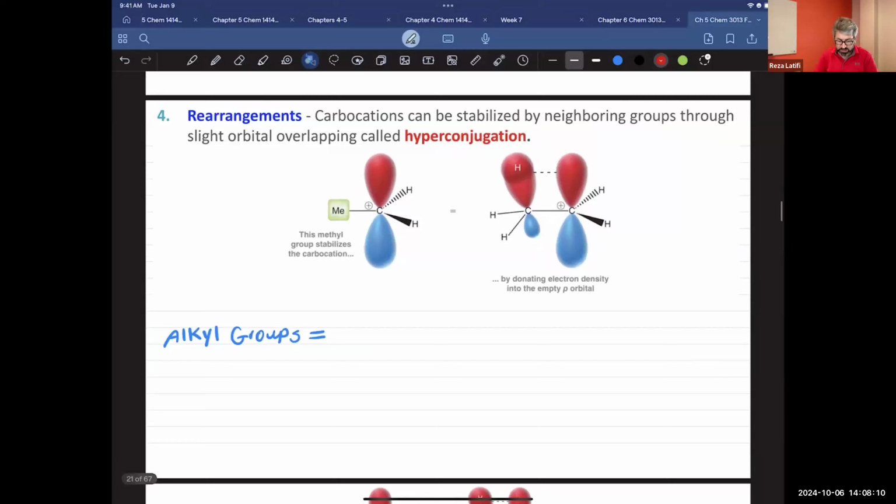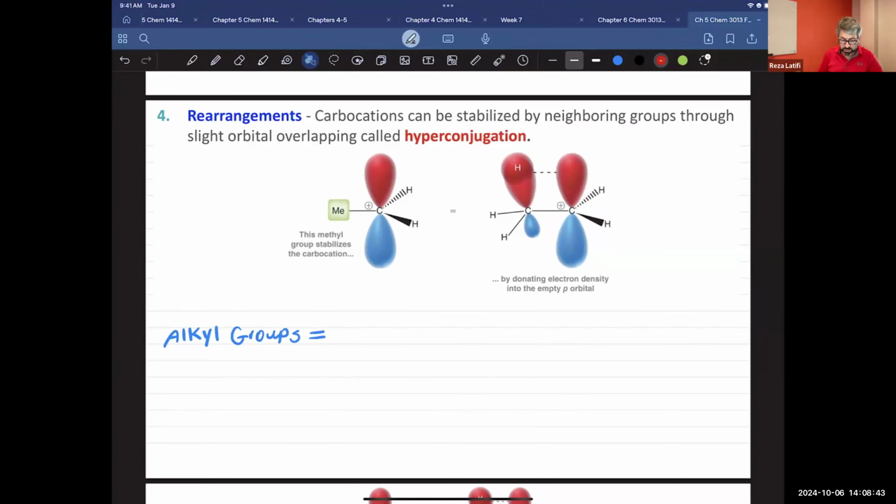Okay. The next part is going to be the rearrangement. And we have a term that we call hyperconjugation. And what is it? And how is this going to make the system more stable? The bottom line of this term is that carbon is not happy with a positive charge. Anything that can take the positive charge and drop it down will make carbon happier.